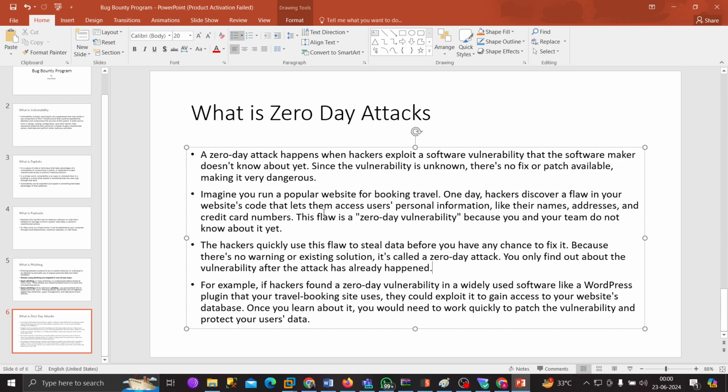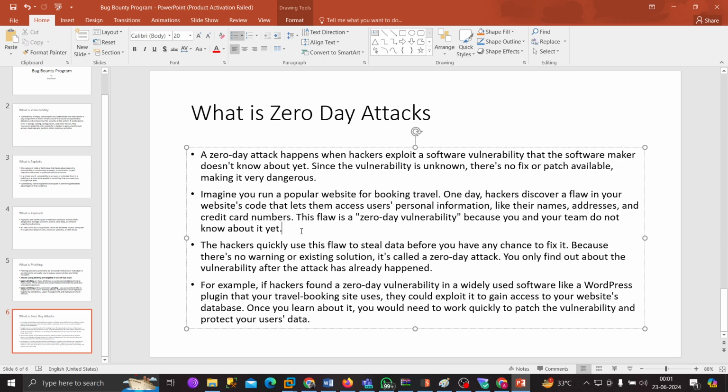A zero-day attack happens when hackers or bad people exploit software where the software maker, who built that software, doesn't even know about that bug. And since the vulnerability is unknown to them, there is no fix or patch available immediately. That makes it very, very dangerous, because they don't even know how to patch it.